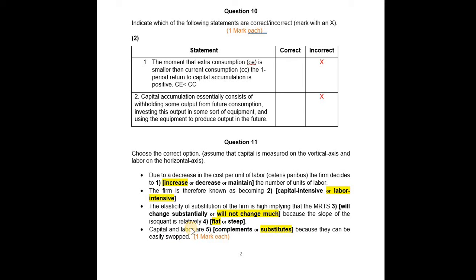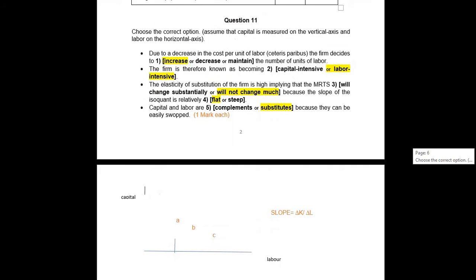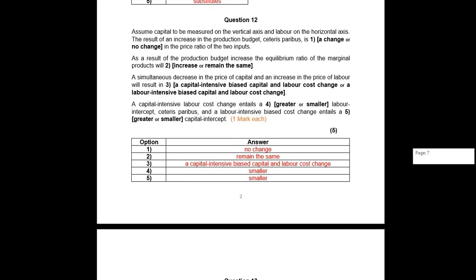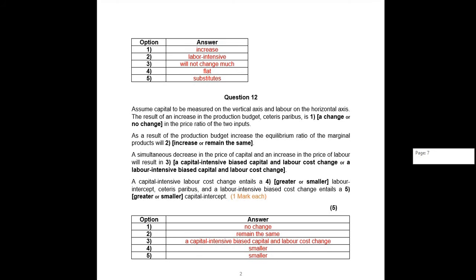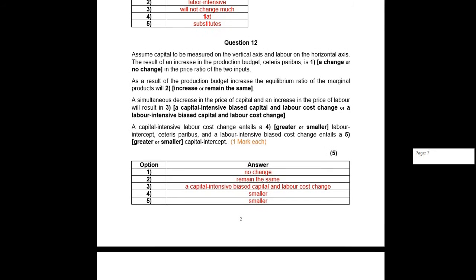If labor is expensive, let's say if the cost per unit of labor increases, the firm would rather go for using capital in its production. And if capital increases and labor decreases, they'd rather go for labor in its production. Okay, that's it for question 11. Here it is: increase, labor intensive, will not change much, flat and substitute.